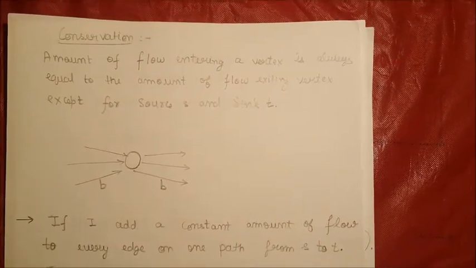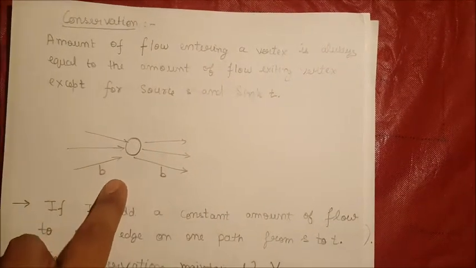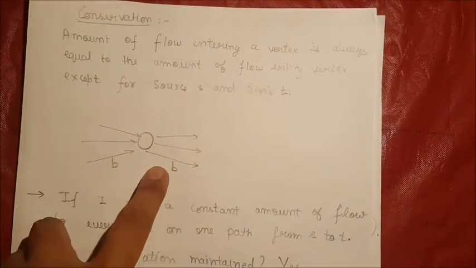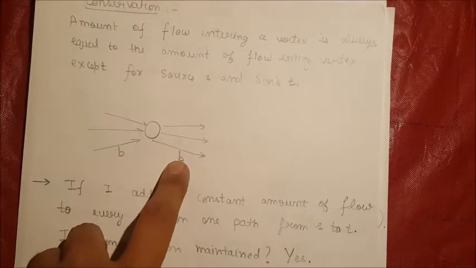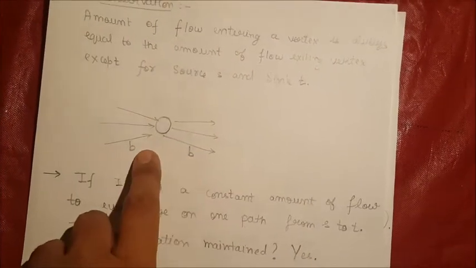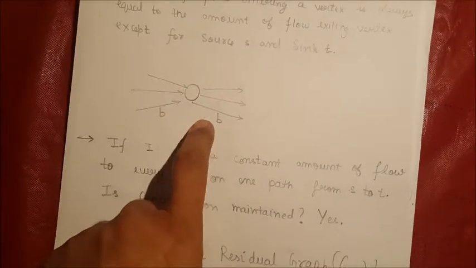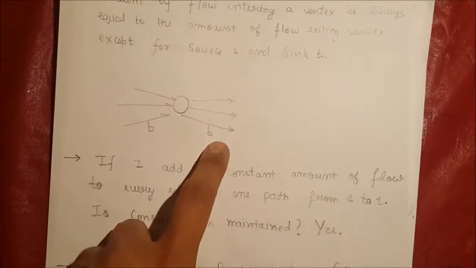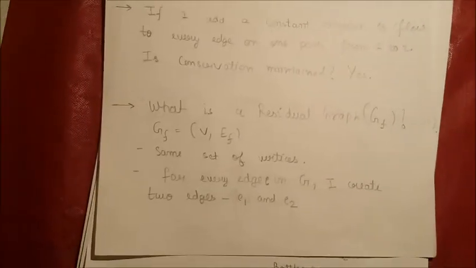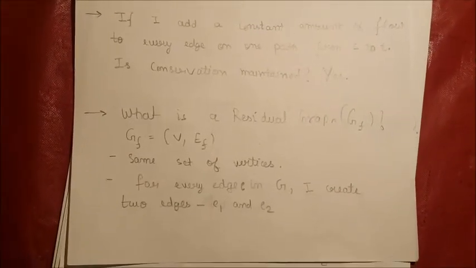Because any edge that is incident on a vertex is increased by b, and any edge that is leaving the vertex is incremented by a value b. So the incoming flow is increased by a constant amount b, and the exiting flow is increased by a constant amount b. So the conservation is maintained. Now let me tell you what a residual graph is.